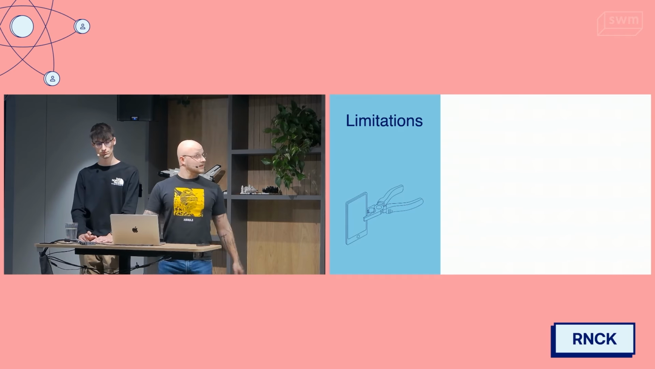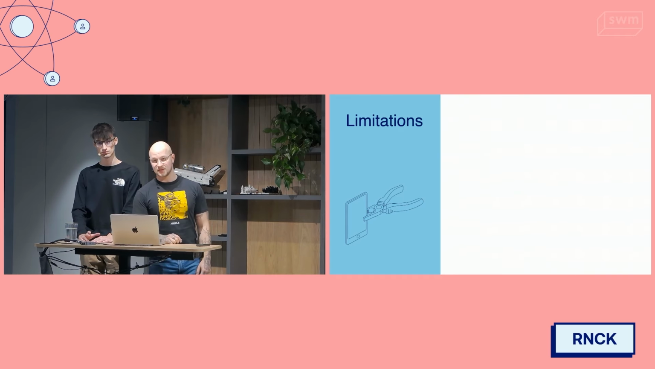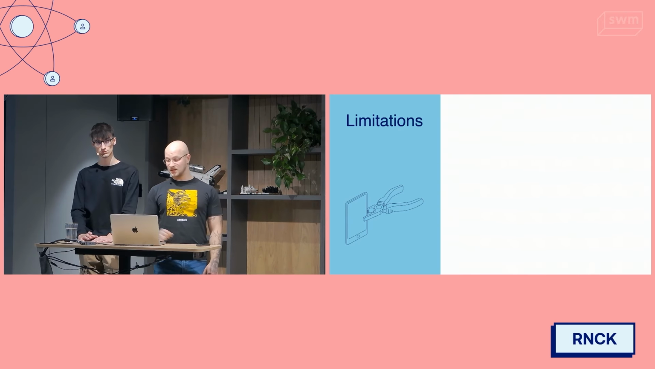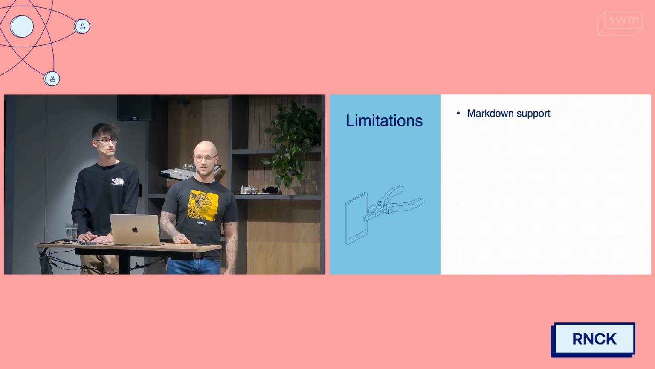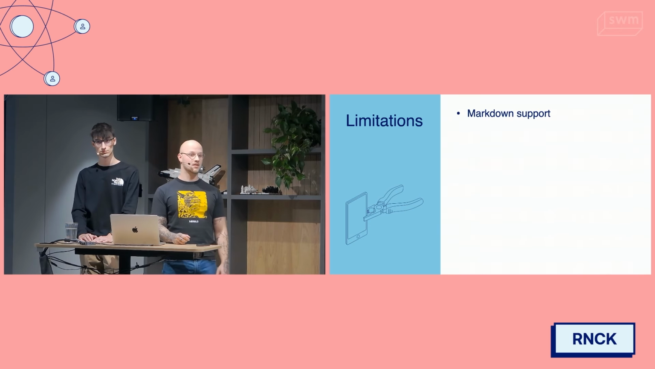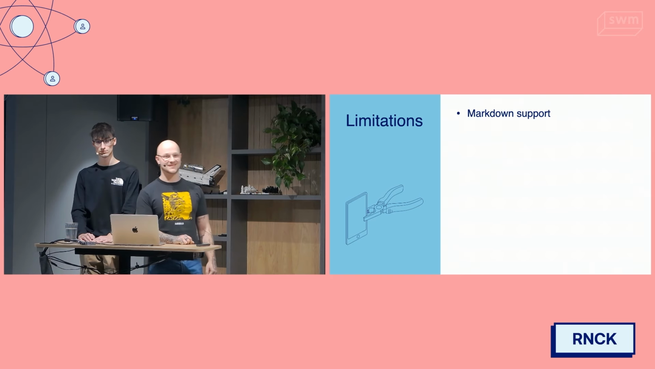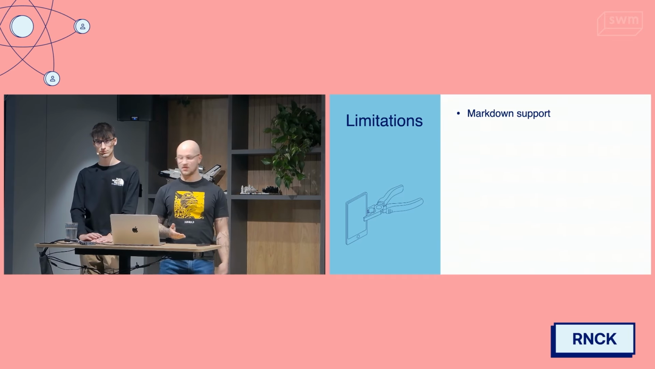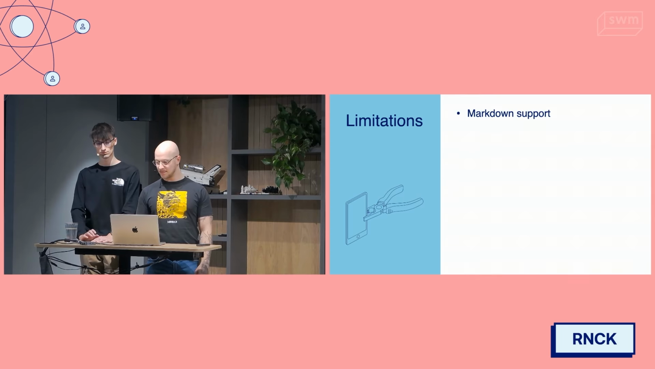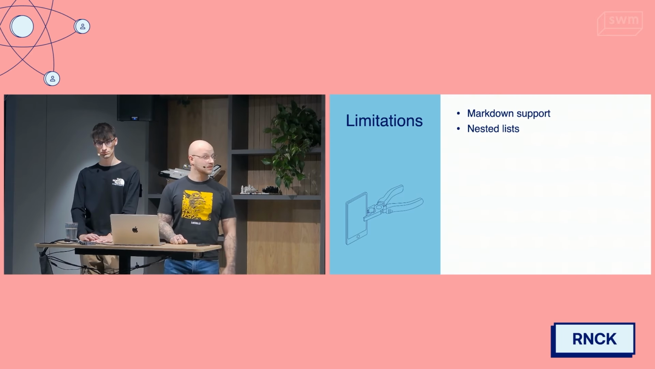OK. But as it is with all freshly created libraries, there are some limitations to it. Firstly, HTML is our format of choice, meaning there's no out-of-the-box Markdown support, because a lot of people already asked for it, both on X and on GitHub. However, the formats can be converted. You just have to do it on your own. We do not support nested lists yet.